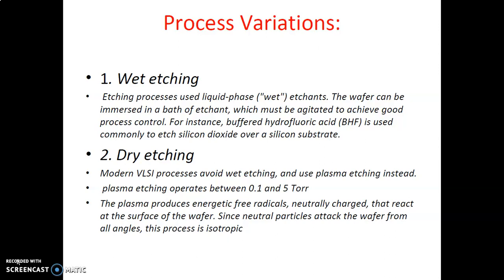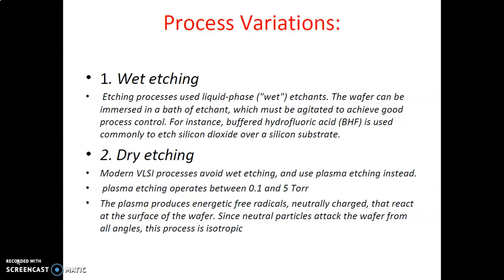Plasma etching operates between 0.1 and 0.5 torr. The plasma produces energetic free radicals and neutrally charged particles that react at the surface of the wafer. Since neutral particles attack the wafer from all angles, this process is isotropic. You can see here that neutrally charged particles attack the surface.